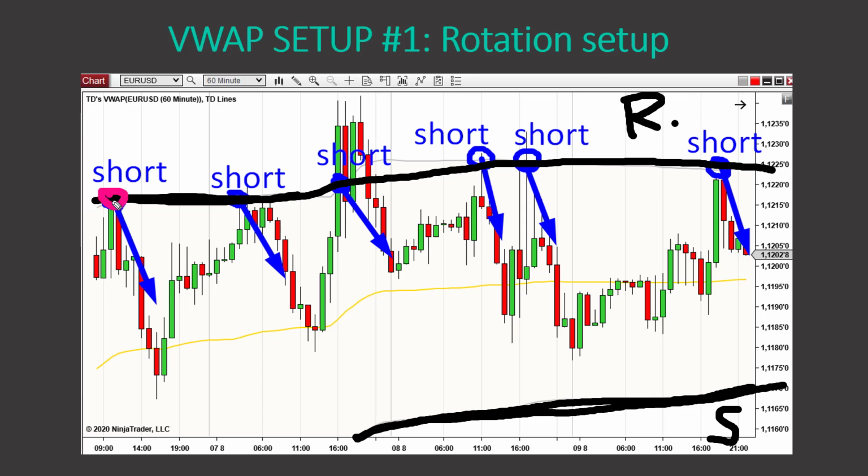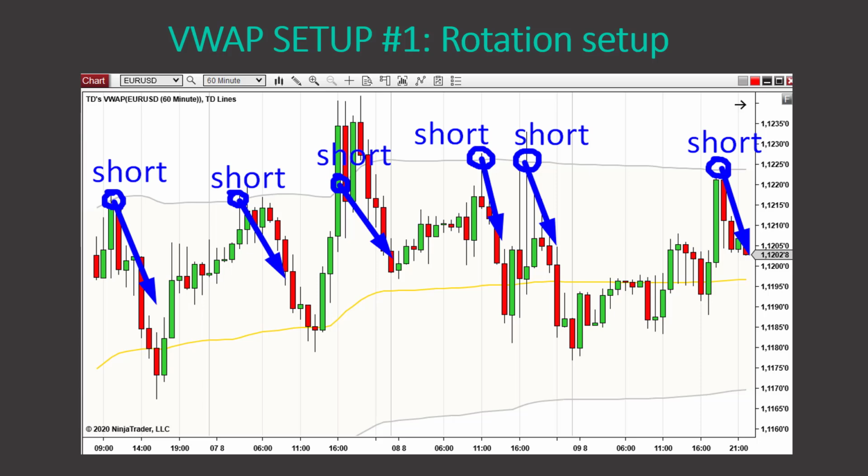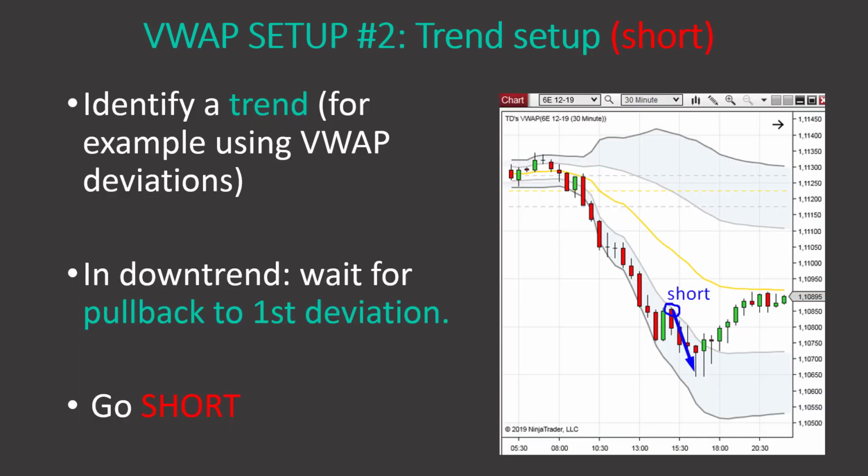All right, so short from here, short from here, short from here, another touch in here, another one, another one. If the price made it, for example, in here to this place, it would be a long. All right, it is as simple as that. So that's the rotation setup.